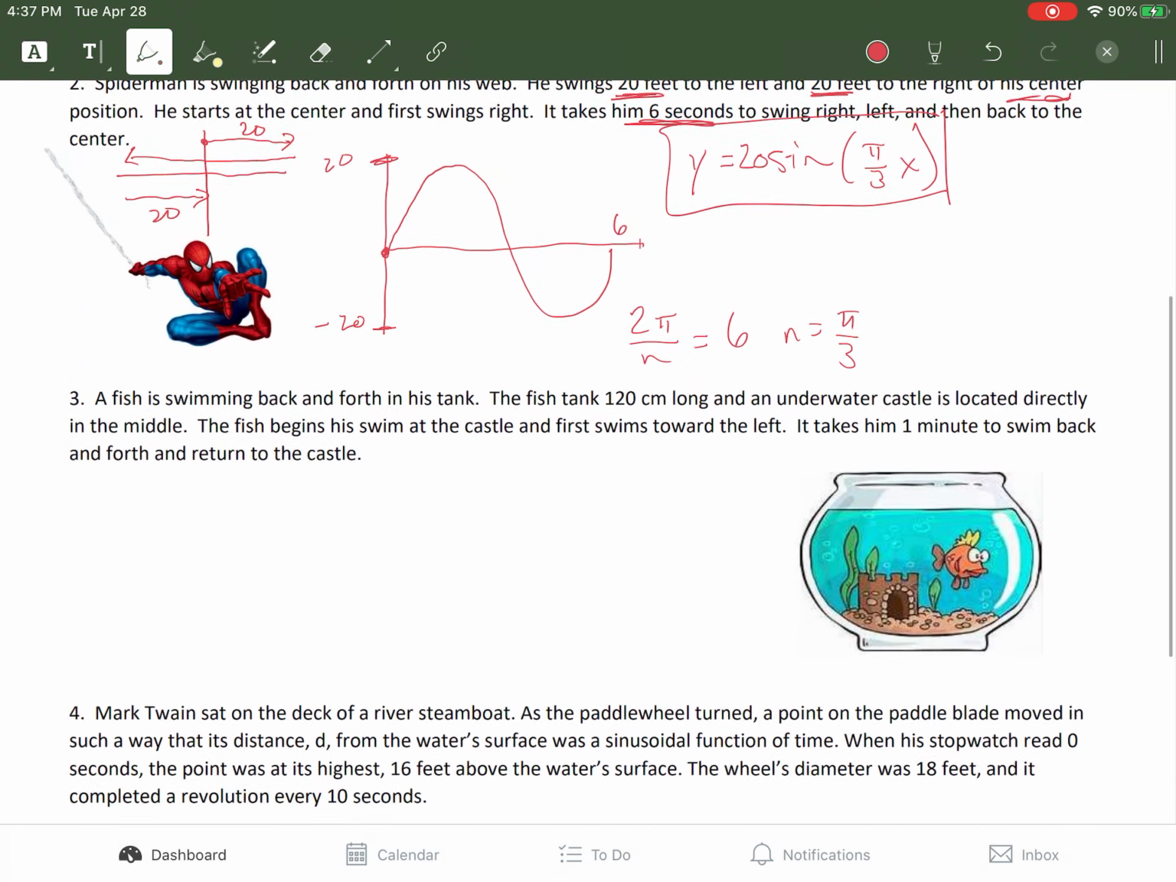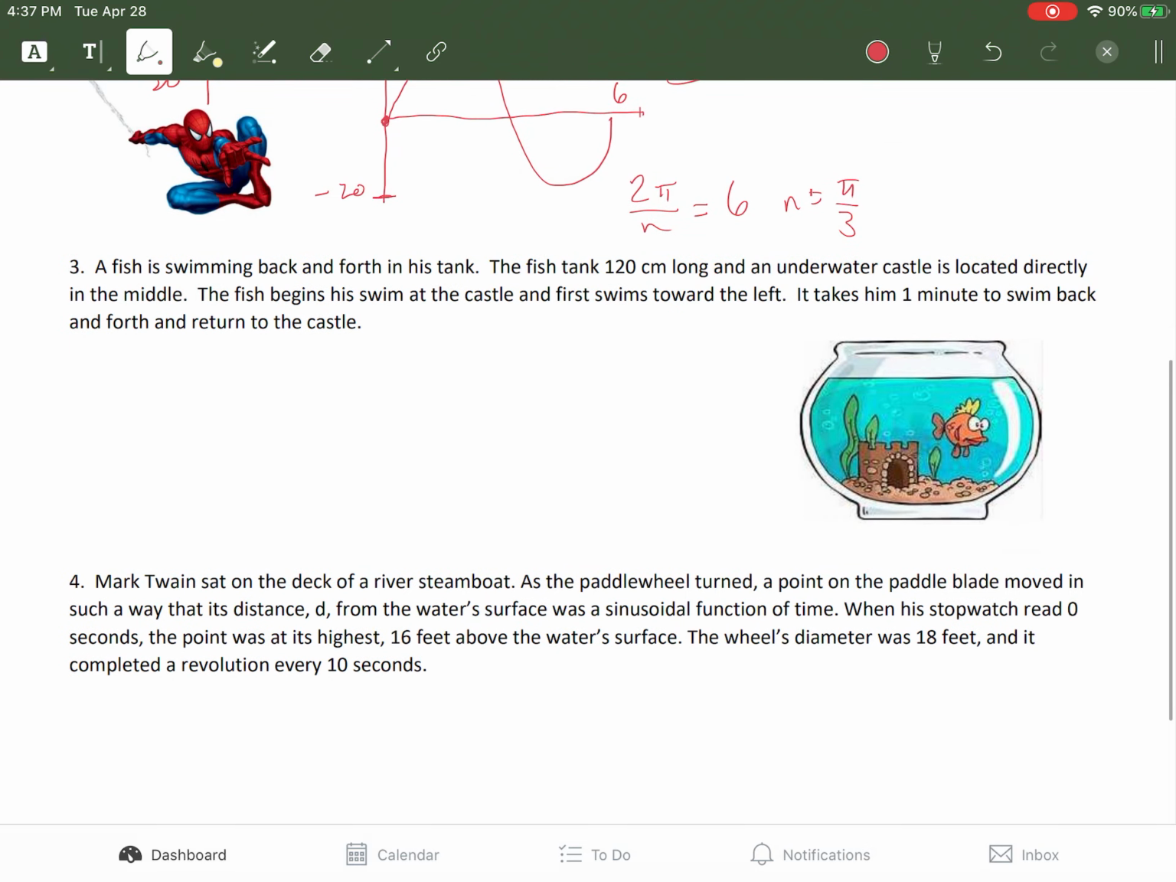All right, number 3. A fish is swimming back and forth in his tank. This fish tank is 120 centimeters long, and there's an underwater castle directly in the middle. If the fish begins to swim at the castle in the middle, the fish swims to the left first. If the whole tank is 120 centimeters, from the center to the outside is only 60.